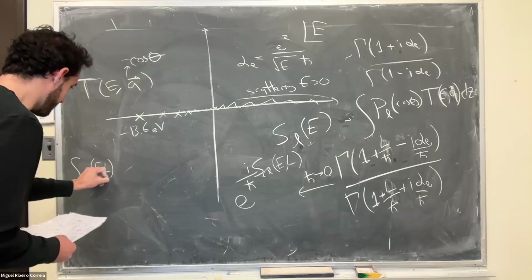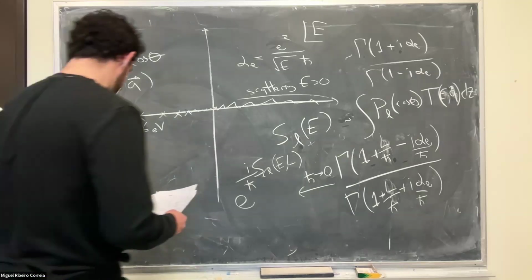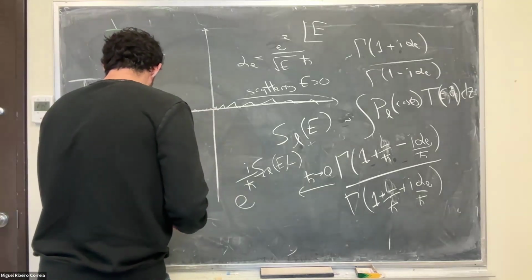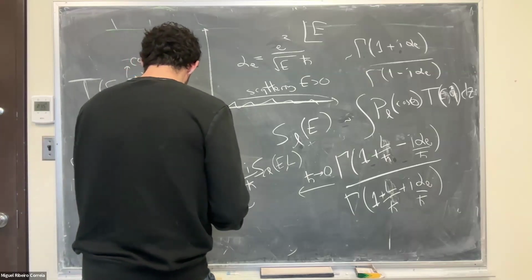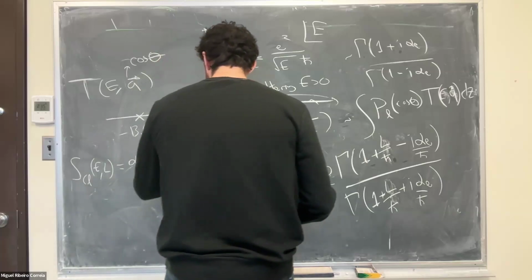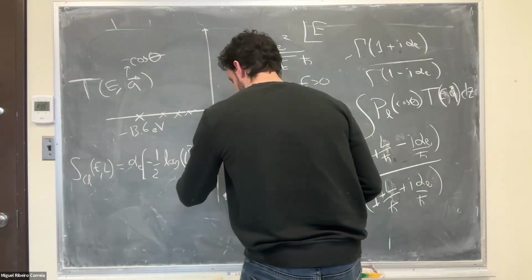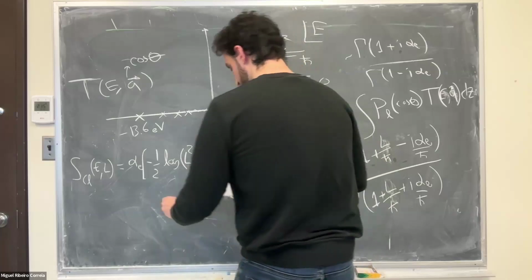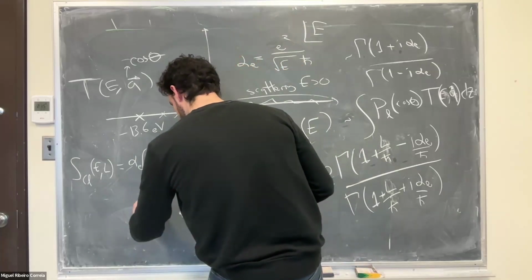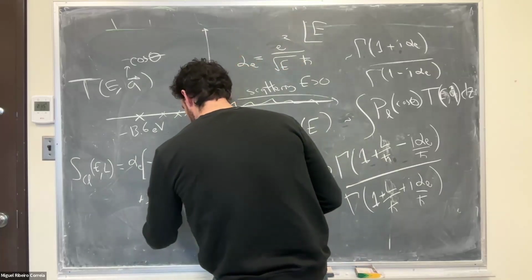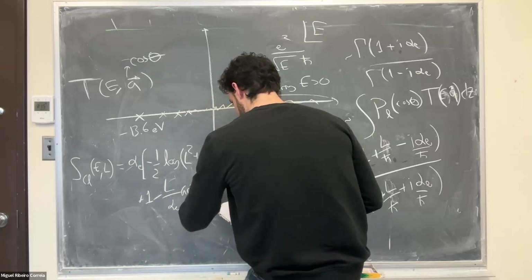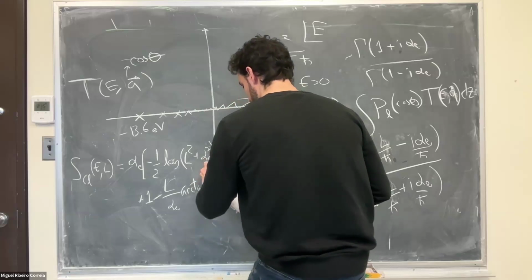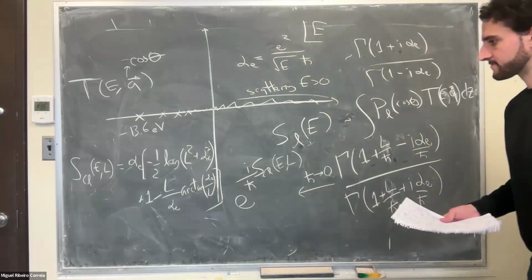So this action has some interesting formula. There's some logarithm of L squared plus alpha E, plus 1 minus L over alpha E, some arc tangent of alpha E. Okay, this is the formula.